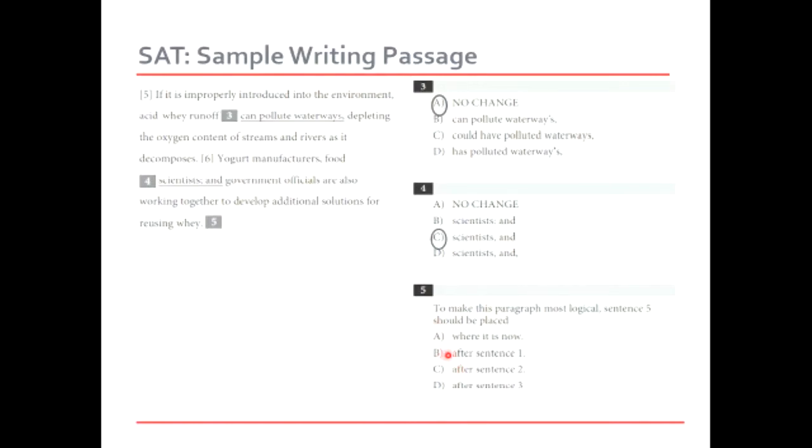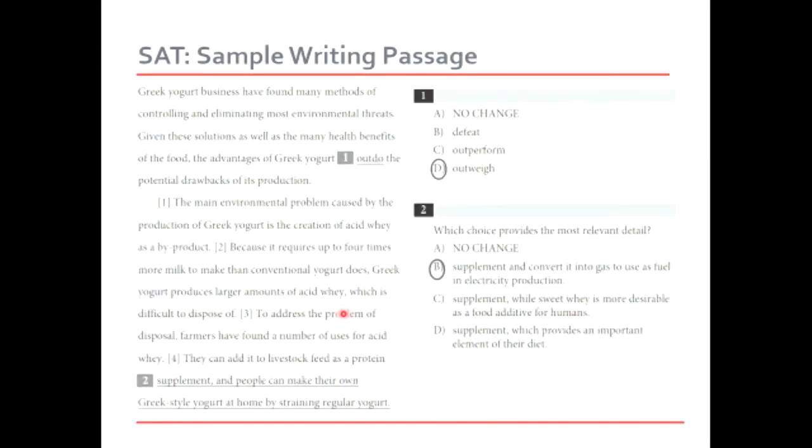B, after sentence 1. Okay, let's go back to sentence 1 and see what it is all about. So sentence 1 is saying that given these solutions as well as the many health benefits of the food, the advantages of Greek yogurt outweigh the potential drawbacks of its production. Here they are mentioning that the advantages of Greek yogurt are so many, and then they have discussed them.